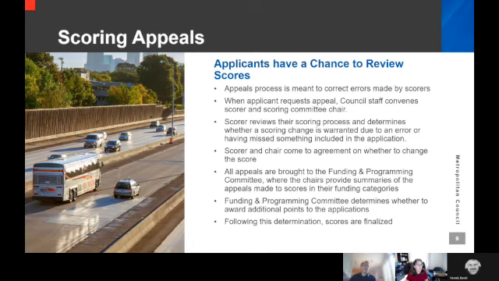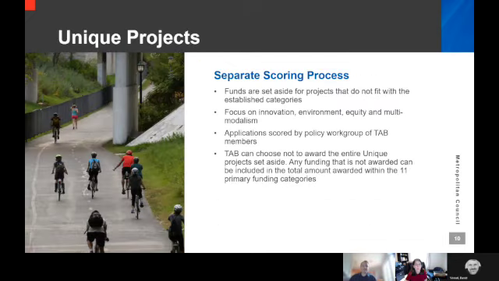Funding and programming will determine whether or not a scoring change is warranted and vote on it then and there. And that's really the end of the process. It doesn't go on to the next committees. And then following that determination, a table like you saw on the previous slide is produced as the final score. And then we'll have 11 of those that are being shown now as we go through the process of making determinations of what to fund.